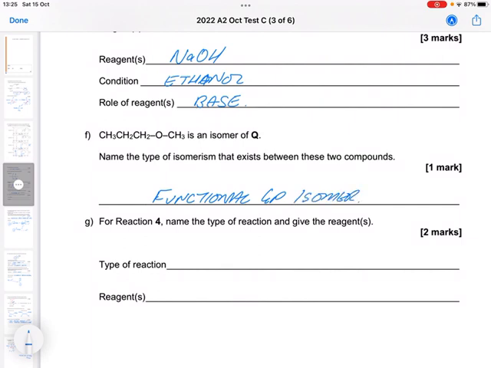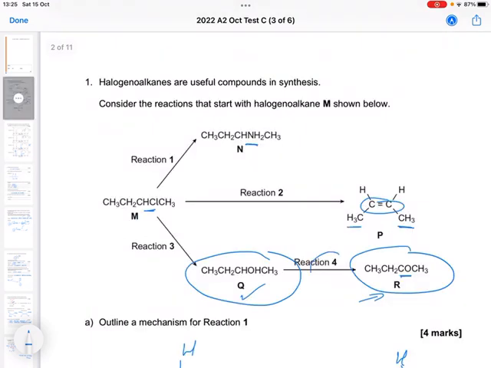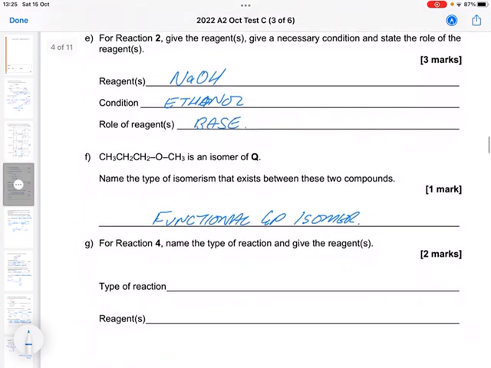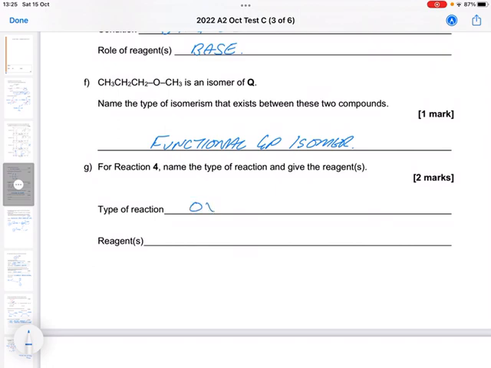And then for number 4, this reaction here, so we're going from an alcohol to a ketone. So this is going to be oxidation. And the reagents are potassium dichromate and sulfuric acid.